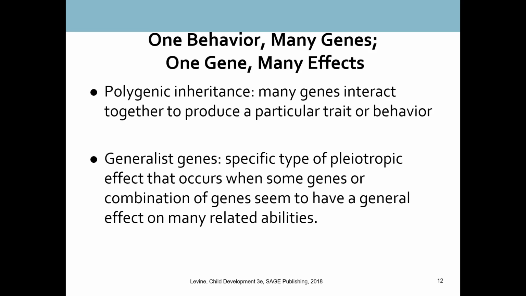Okay, and we also have what's known as generalist genes, and this was one of the discoveries that made it possible that we only have between 20 to 25,000 genes. As I was saying earlier, genes aren't responsible for just one thing. So we discovered that we have generalist genes. These show a specific type of pleiotropic effect. Pleiotropic effect just means that any one gene may influence a variety of outcomes.